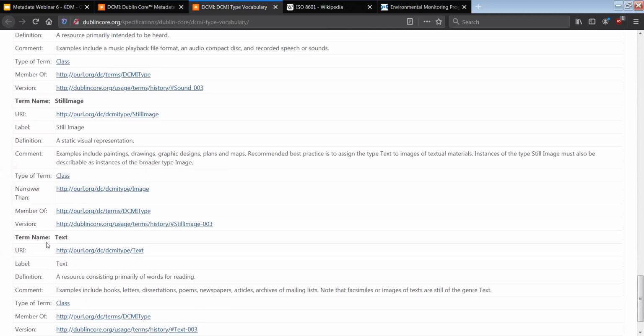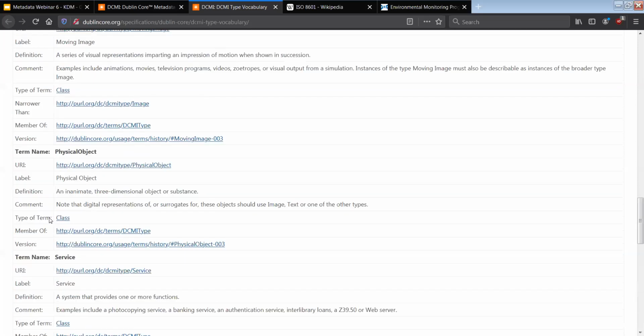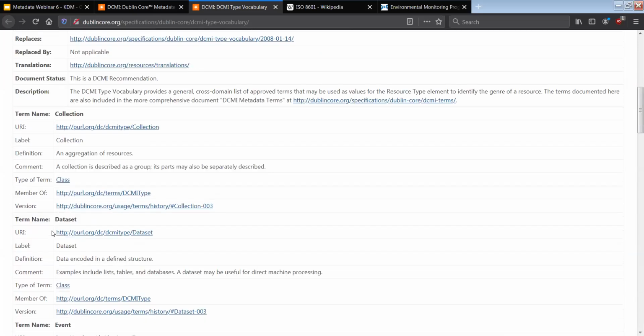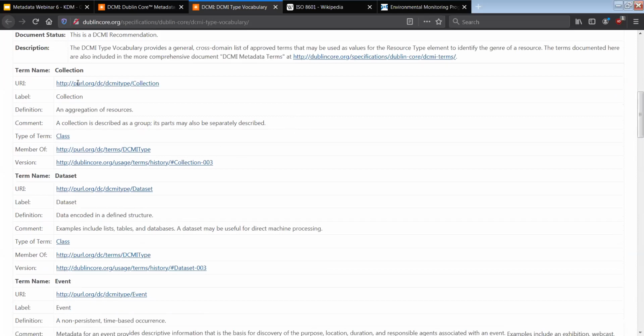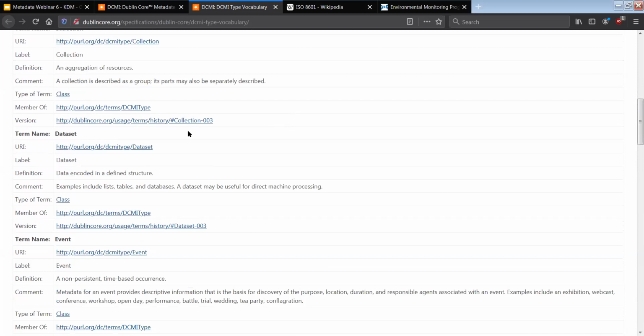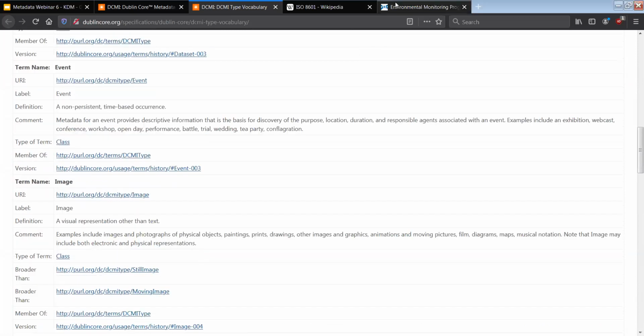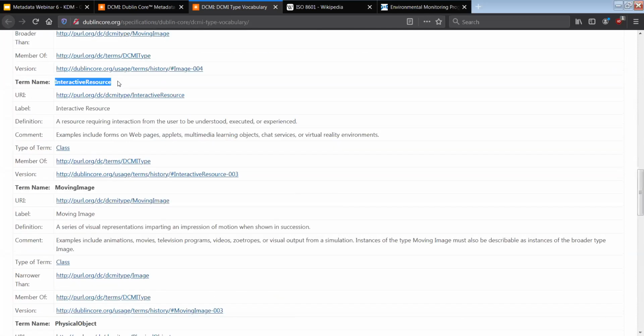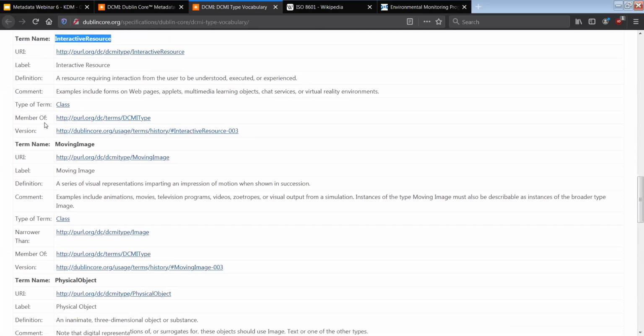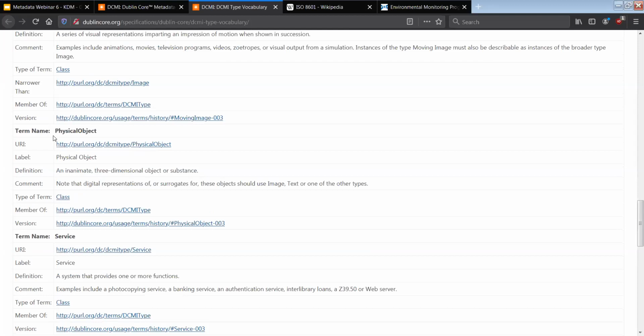In our case, I think the correct answer here would be dataset, because it gives the example here of lists, tables, and databases, which is definitely what we have in the example here. I don't think collection is great because it's not a group of parts. If we were talking about a singular moment in the environmental monitoring program, it might be an event. If we were talking about the website as the resource, I think that would be an interactive resource, or potentially a service.